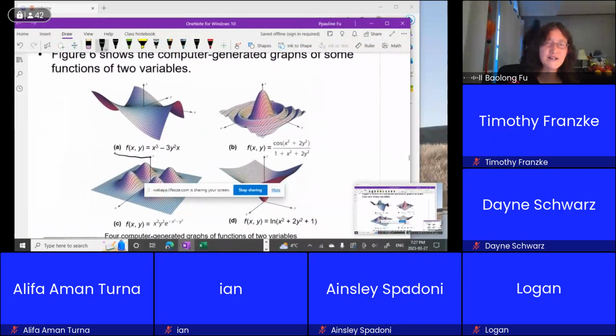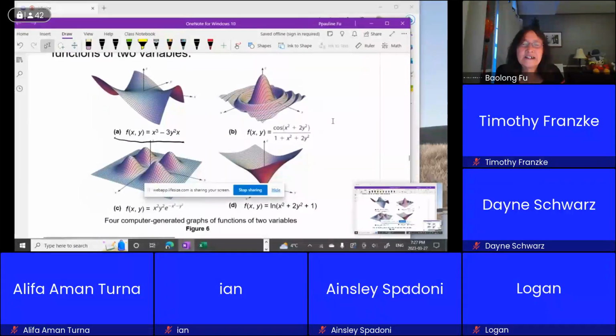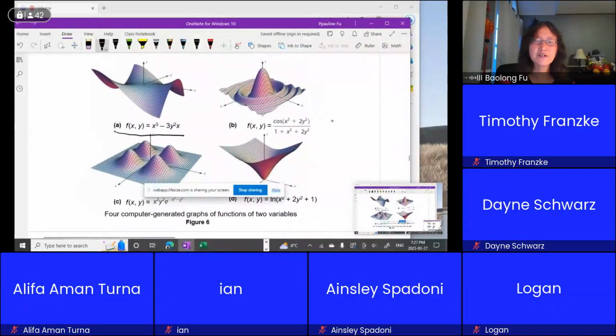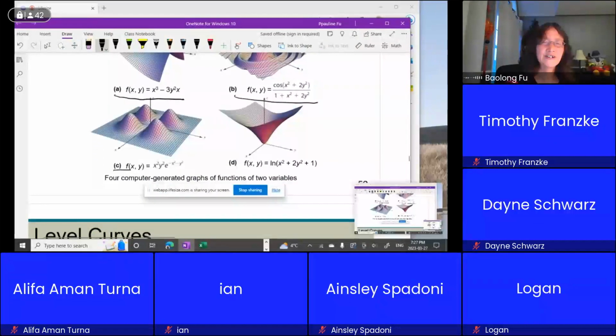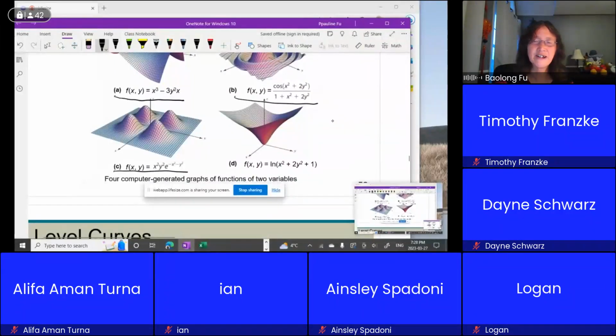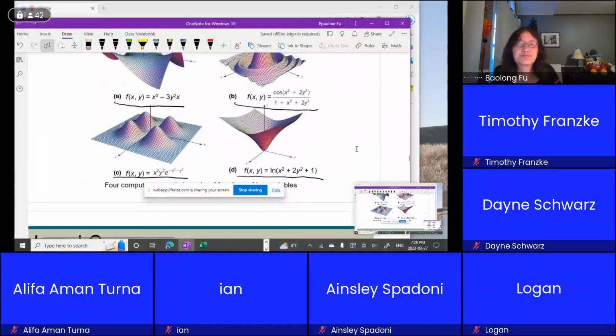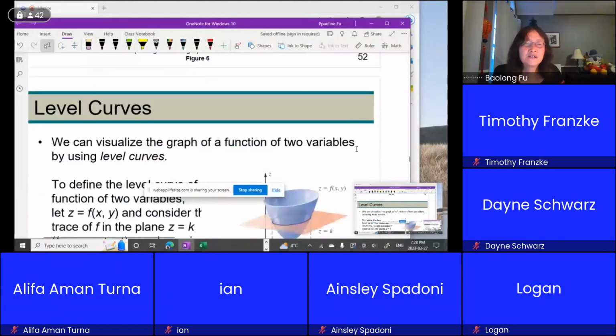So the first one is this one, and the second one has a cosine function, and C has the exponential functions, D has the logarithm functions.